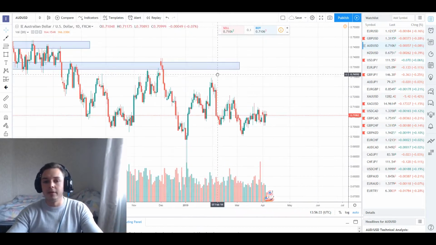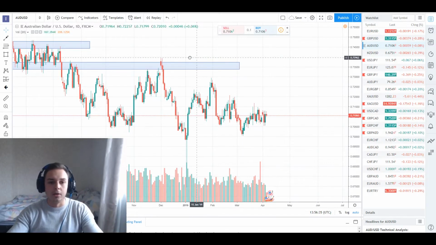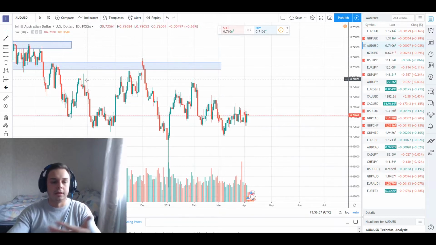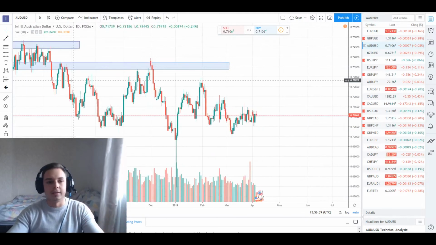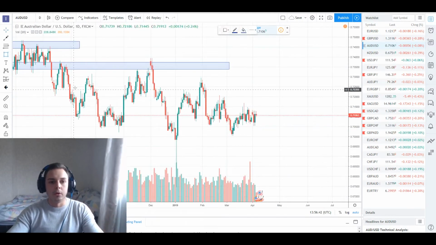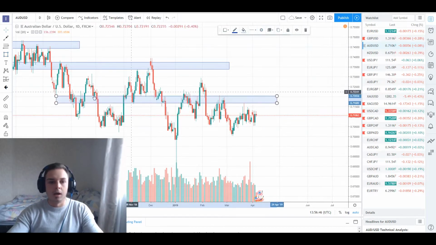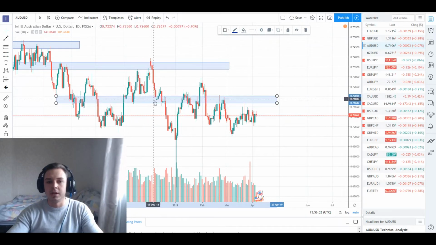Very easy. Obviously, over here it's a little bit more difficult, as you can see, because it's obviously not consolidating so much anymore. So what we want to do is draw it around here. As you can see, there was a lot of pressure. It pushed back over here, touched here, pushed back over here. Obviously it broke out, but then it touched and consolidated a little bit on this zone.